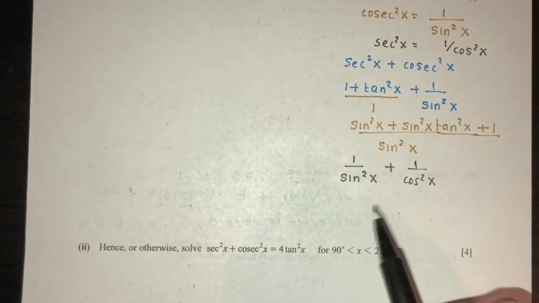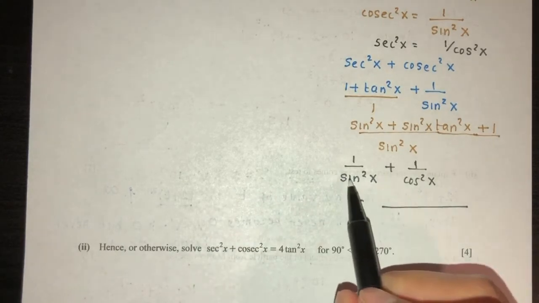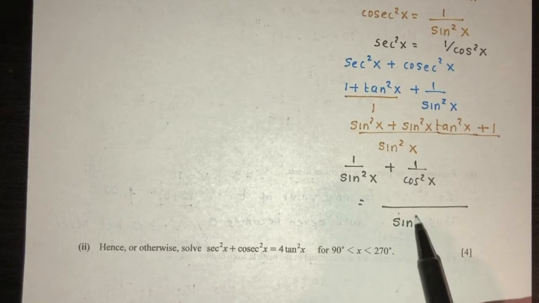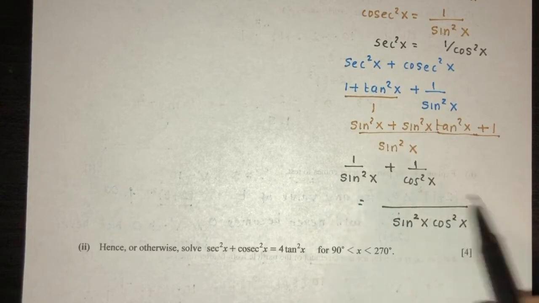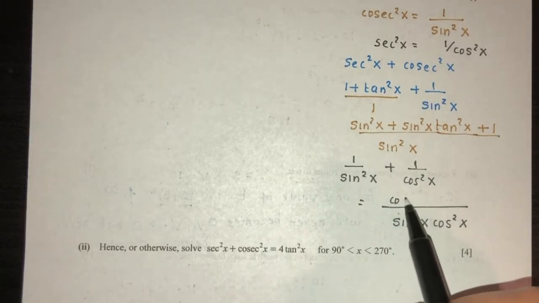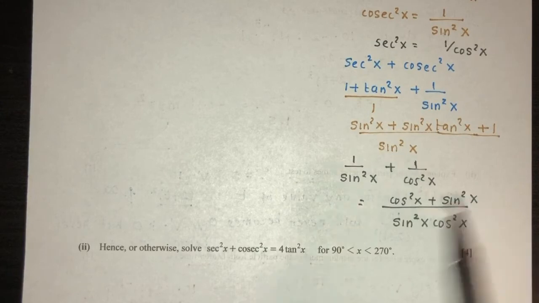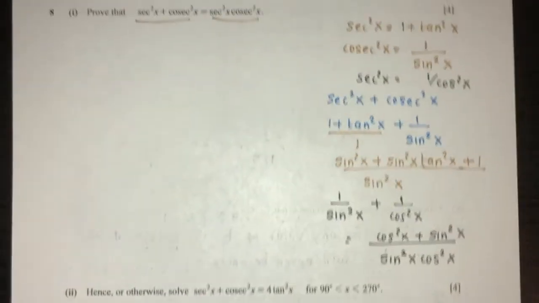It's much easier. Because we have to make it the same base, we have to multiply them by each other. You will have sine square x and cos square x. Then we have to cross multiply. You will have cos square x plus sine square x. Okay, so this one works. This one may be too long, but this one works. So let's write this down here.